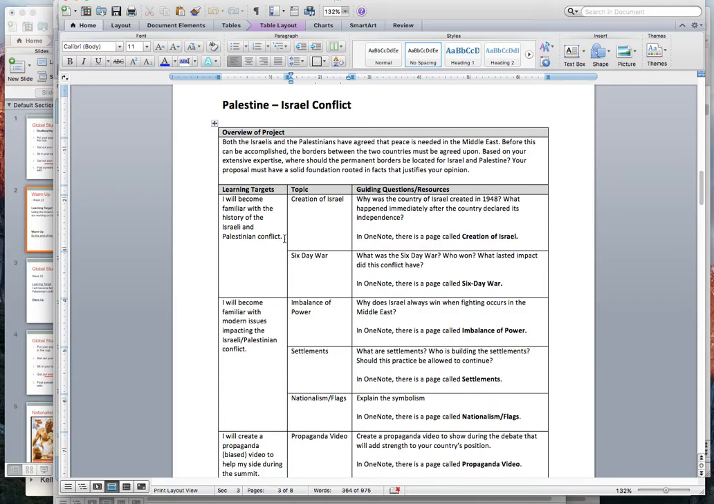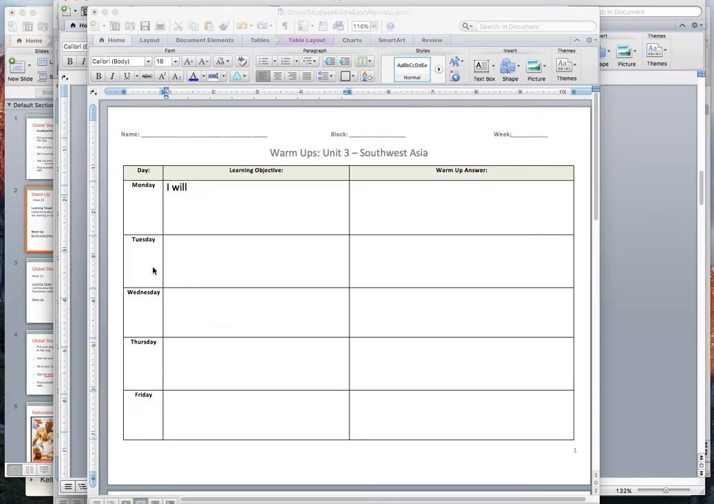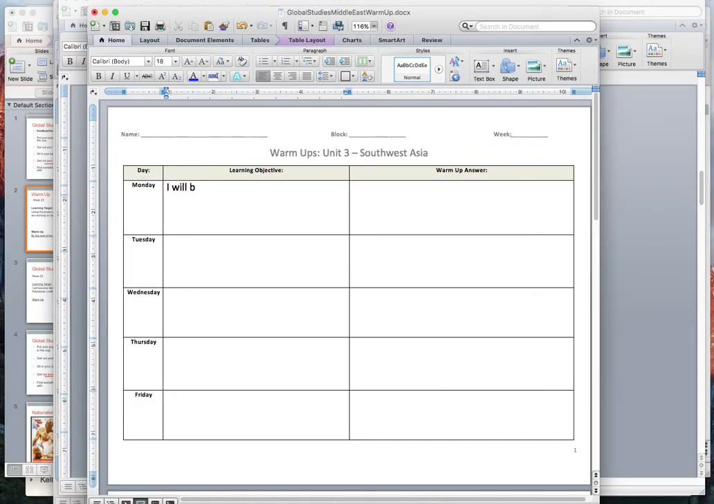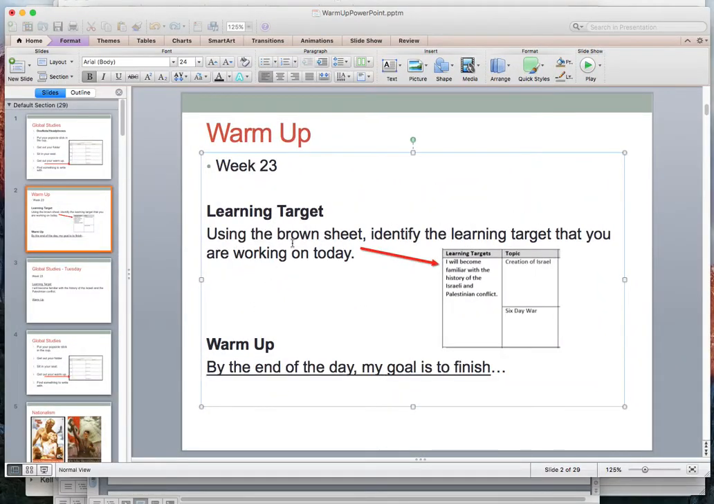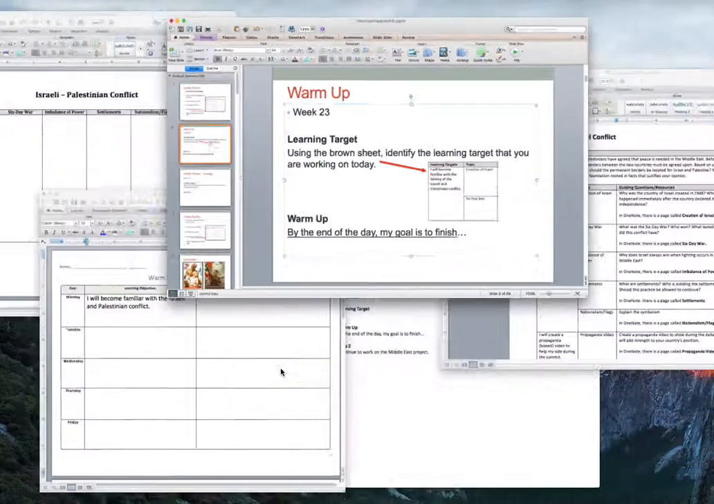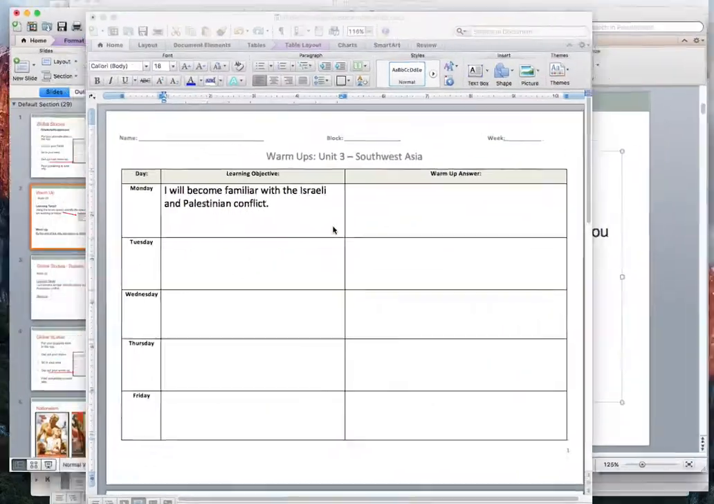I will become familiar with the history of the Israeli and Palestinian conflict. This is my learning target I would need to write down. So I will become familiar with the Israeli and Palestinian conflict. So I have my learning objective and learning target completed. So I've used the brown sheet, I've looked at the learning target, my warm-up. By the end of the day, my goal is to finish. So I come back here.